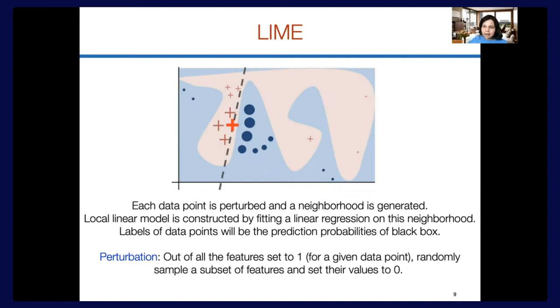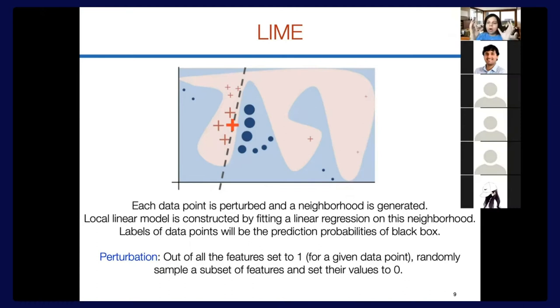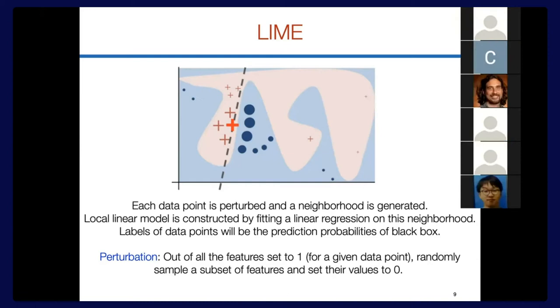And, you know, this linear local model will essentially capture the local behavior of the underlying, let's say, a complex model like a deep learning model, right? So take a point, perturb it, create a whole neighborhood, and fit a linear regression there, which maps the instances to the probabilities. So that is their simple solution, right?